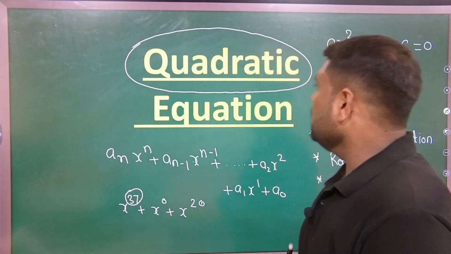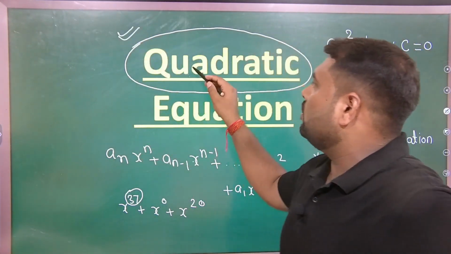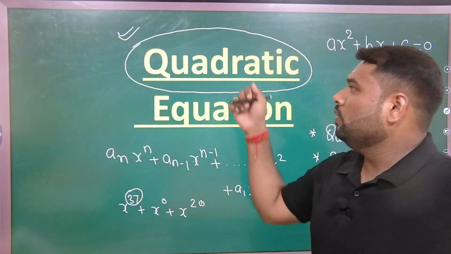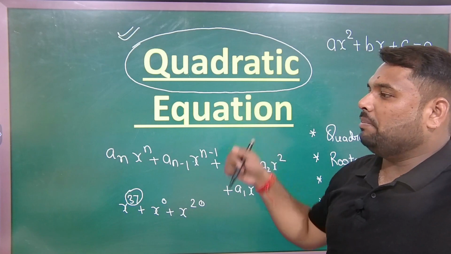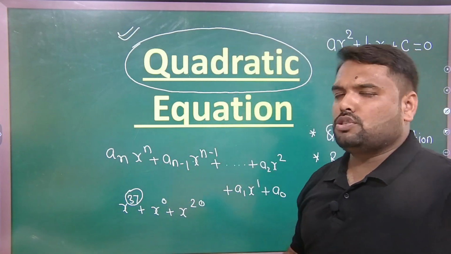So I explained why it is called quadratic, because the degree of the equation which we are going to study in this chapter will be 2, and equation means it will be equal to something.